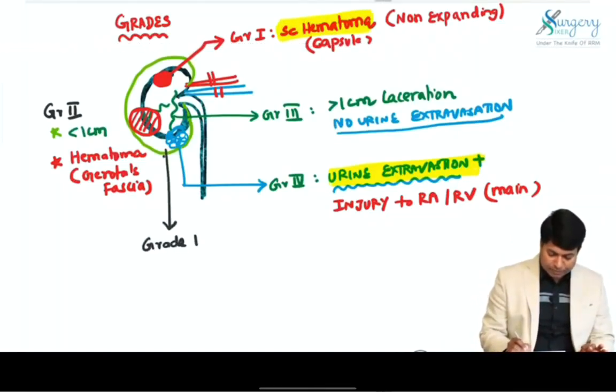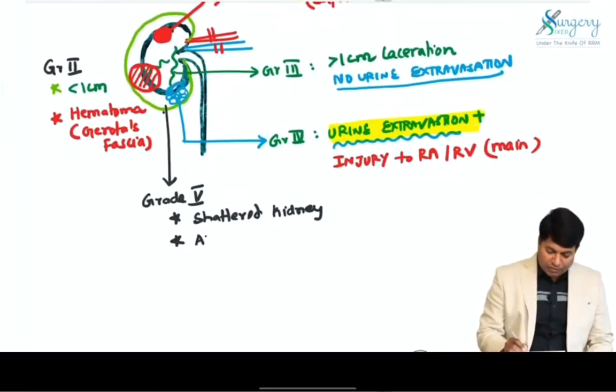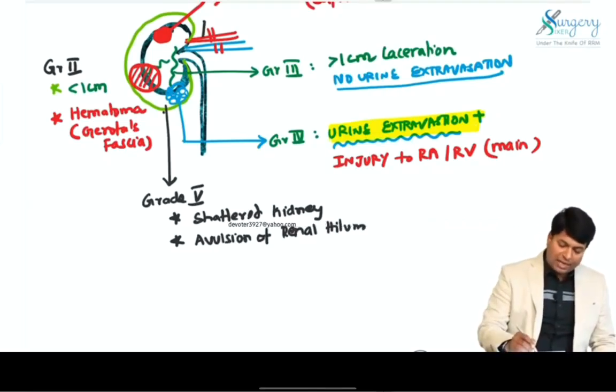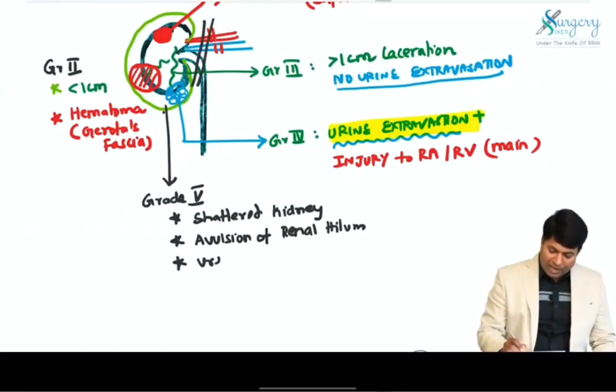So what is grade 5? Shattered kidney. Avulsion of renal hilum. So avulsion of renal hilum means what happens? The hilum is totally cut, with ureteropelvic avulsion.